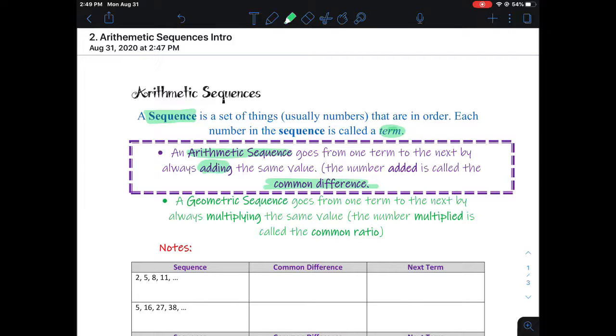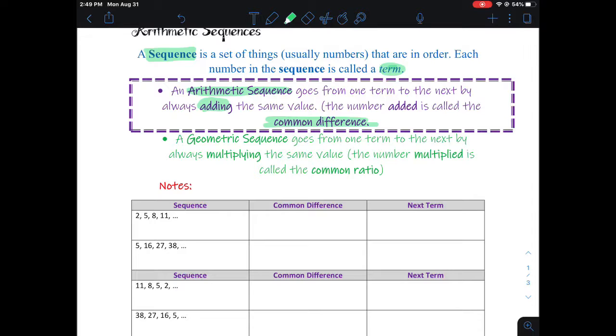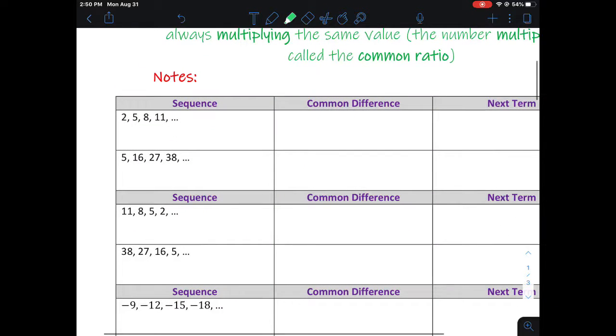All right, and then we'll get into geometric sequences in the next lesson, but for right now, we are just focusing on arithmetic sequences. I just provided both definitions for you on both worksheets so you kind of know where we're going, where we're coming from, all that fun stuff. Okay, so notes and practice are combined into one document this time, so let's get started with our notes.